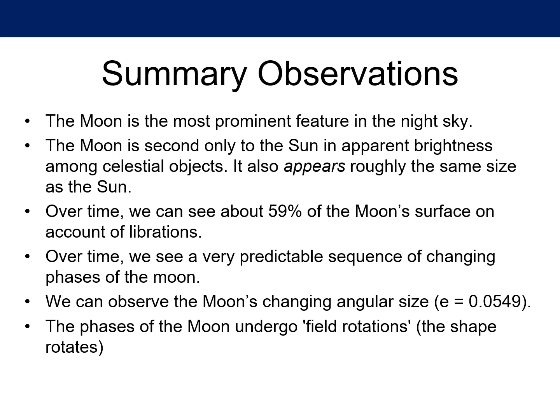Over time, we can see a very predictable sequence of changing phases of the moon. We can observe the moon's changing angular size due to the eccentricity of its orbit, and the phases of the moon undergo field rotations, or the shape changes or rotates as it goes.